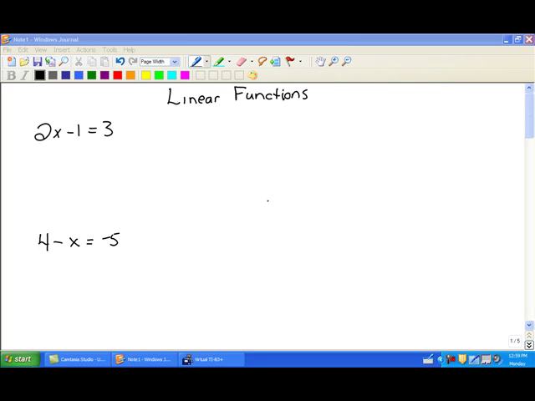In this section, we're going to look at solving linear functions. We're going to do a review on how to solve equations before we get to the function part. If we look at the equation 2x minus 1 equals 3, remember the goal is to get the x by itself. We need to get rid of all add and subtract first.